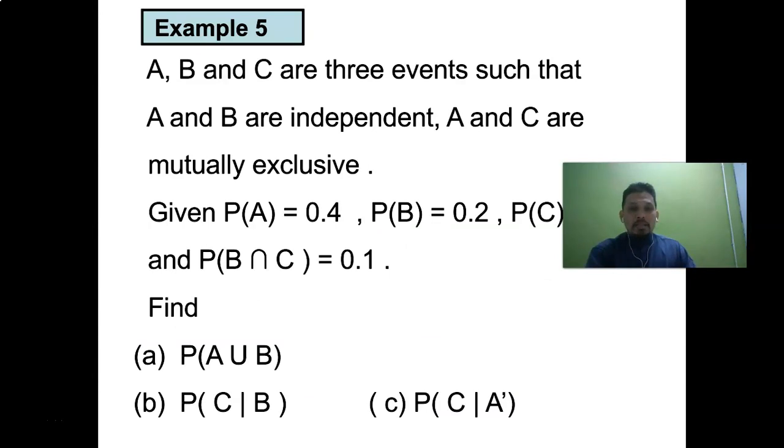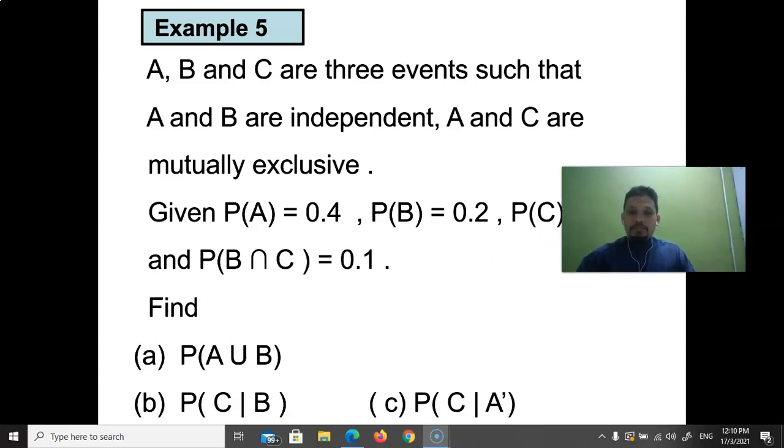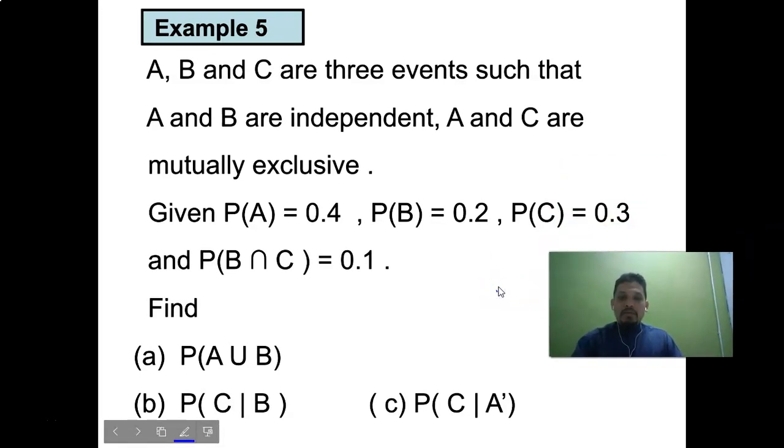A, B, and C are three events such that A and B are independent. A and C are mutually exclusive. So, given the values of the probability of A, probability of B, and probability of C, find the probability of A union B.